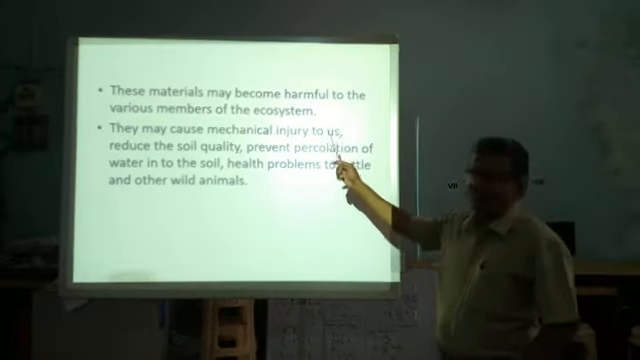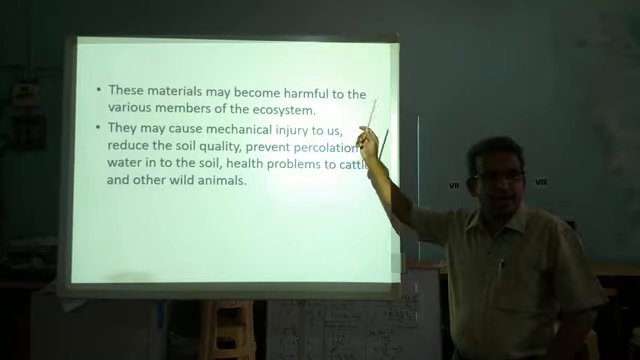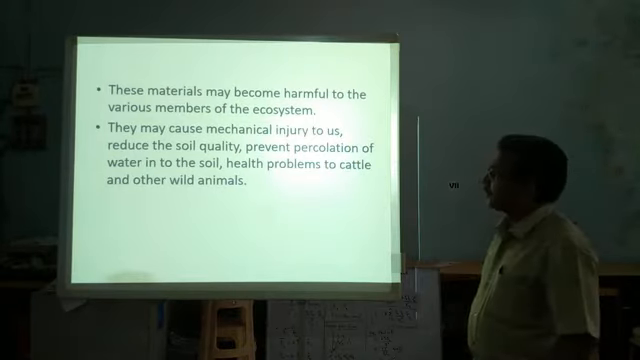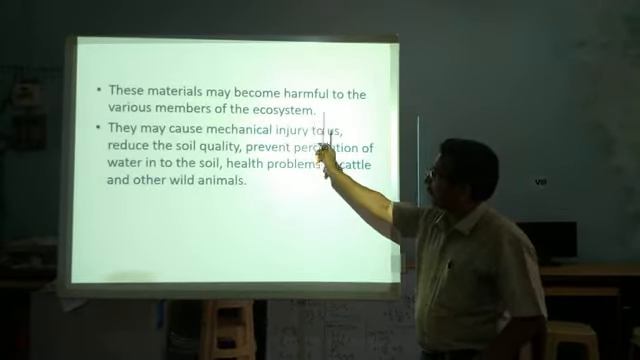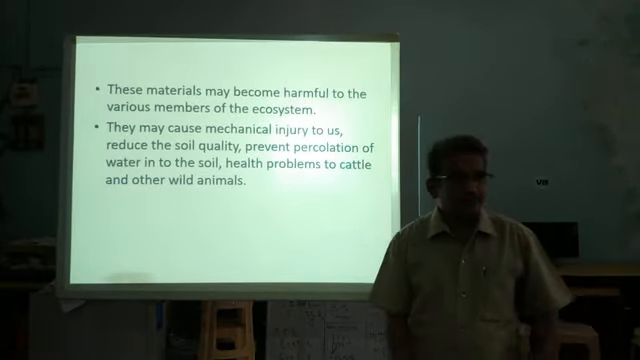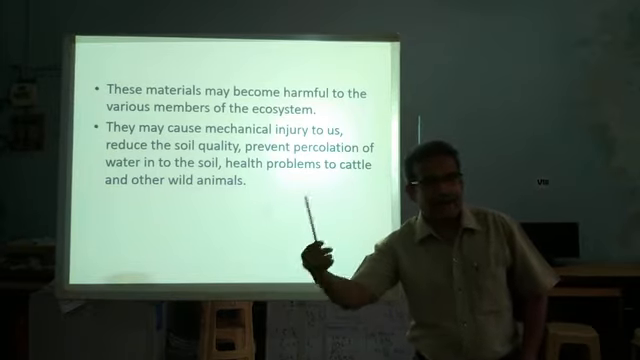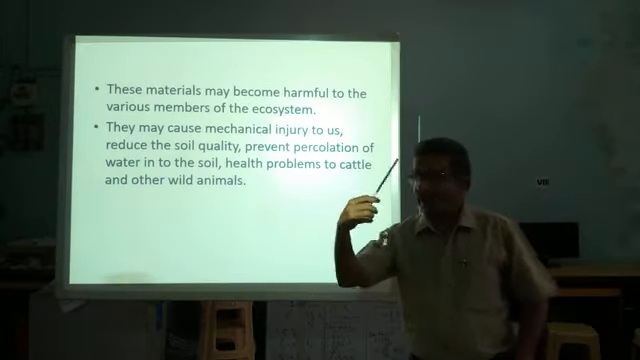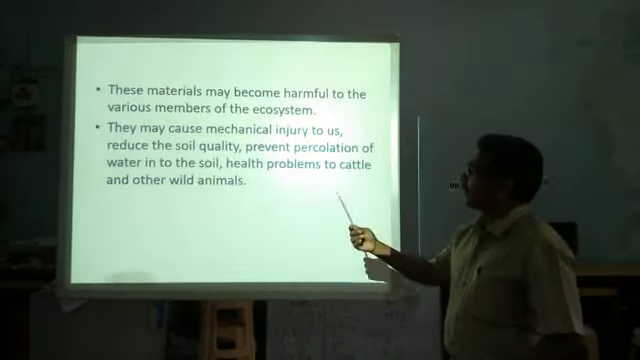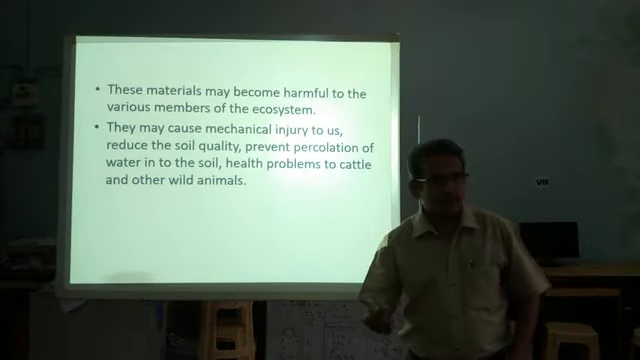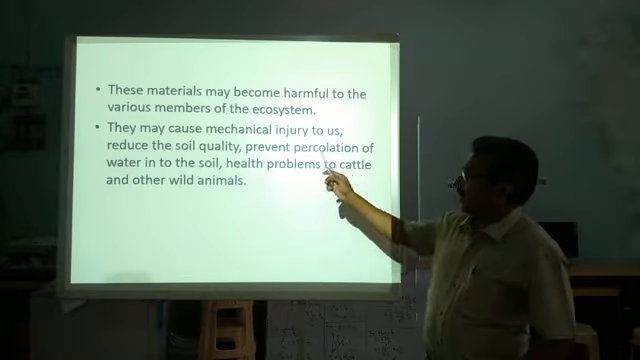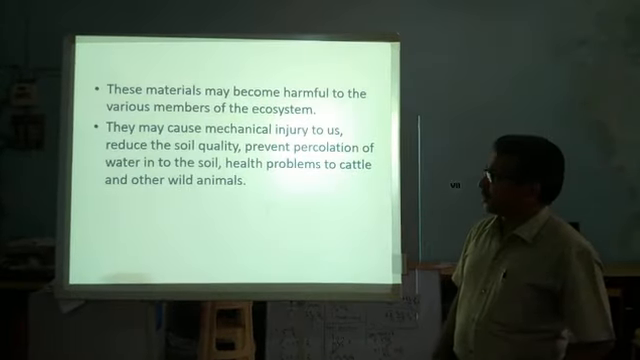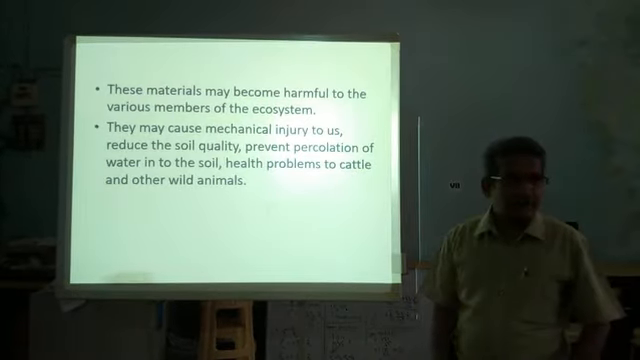And those non-biodegradable parts of the garbage may become harmful to various members of the ecosystem. This is going to affect the life of various organisms of the ecosystem in one way or other. And how is this garbage going to affect the life of organisms?